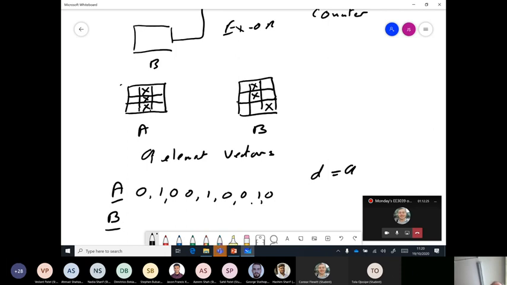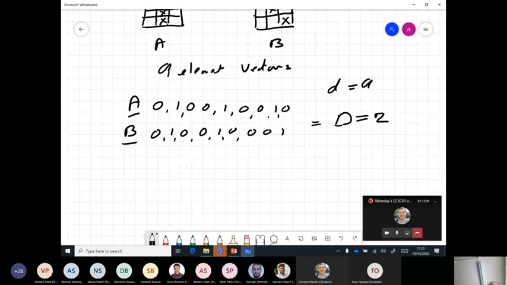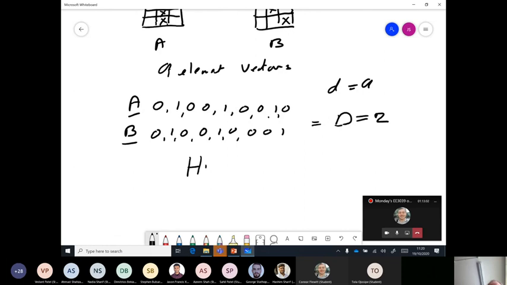And B is going to be 0, 1, 0, 0, 1, 0, 0, 0, 1, 0, 0, 1, 0, 0, 0, 1. Again, they're not numbers, they are vectors. And if I exclusive OR these two bit by bit, no, no, no, no, no, no, no, yes, yes. The distance will be 2. And this is a Euclidean distance, but in binary patterns, it's also known as the Hamming distance.